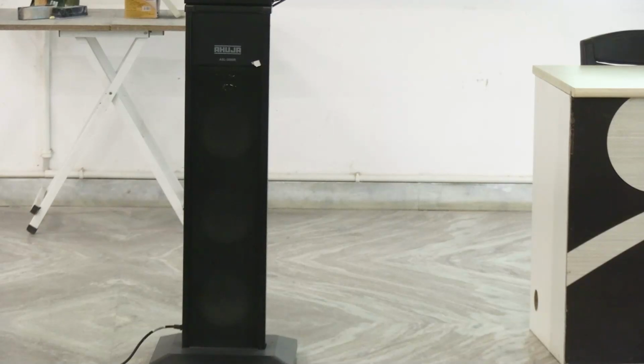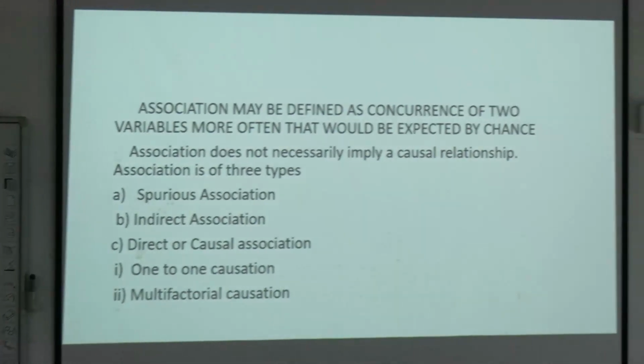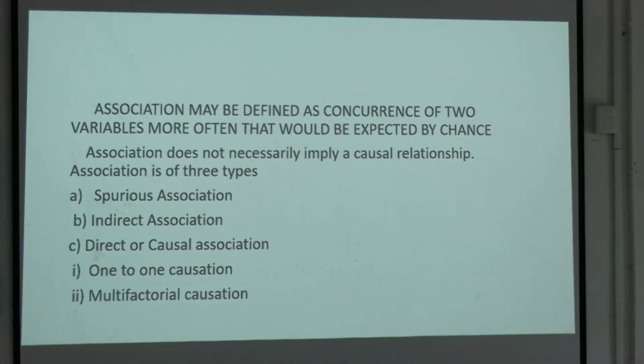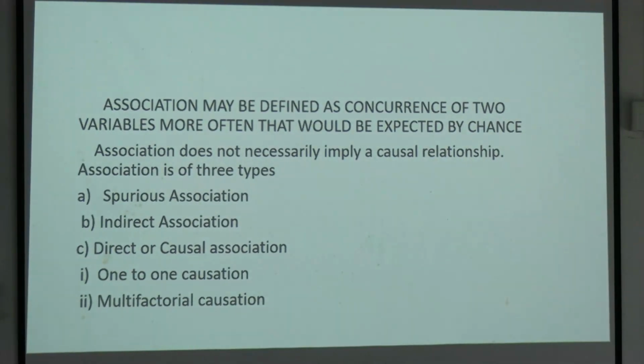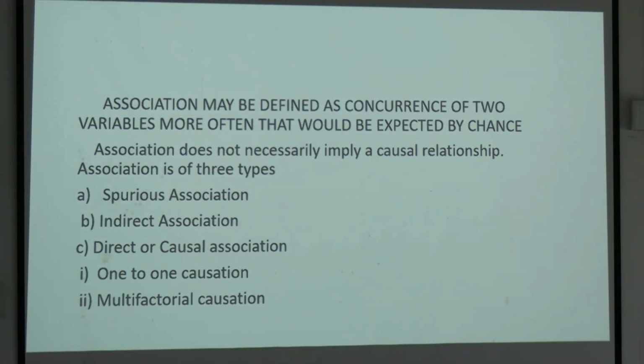So here we have already said that between the two associated factors we do the statistical test and come to the conclusion of causal factor. কে আসল কালপ্রিট এতগুলোর মধ্যে? You have to find out. Now this association may be defined as concurrence of two variables, not merely by chance. It is more than what we expected.